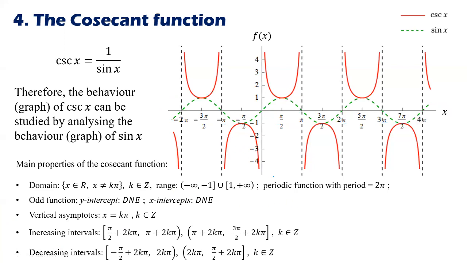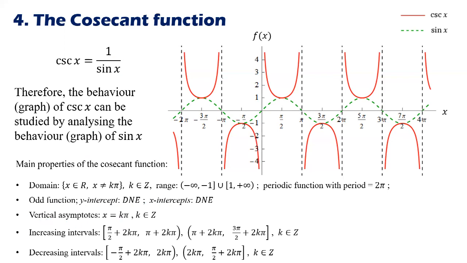Okay, so again, it is a periodic function with a period of 2 pi. And it also is an odd function because it is the reciprocal of sine x. And so that means the parity should be the same as sine x, right? The y-intercept does not exist, and there are no x-intercepts as well.